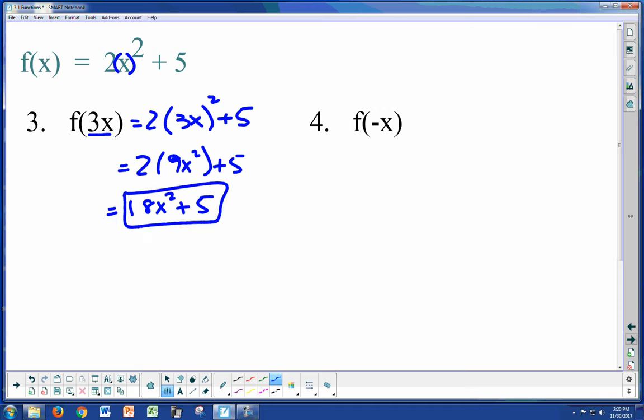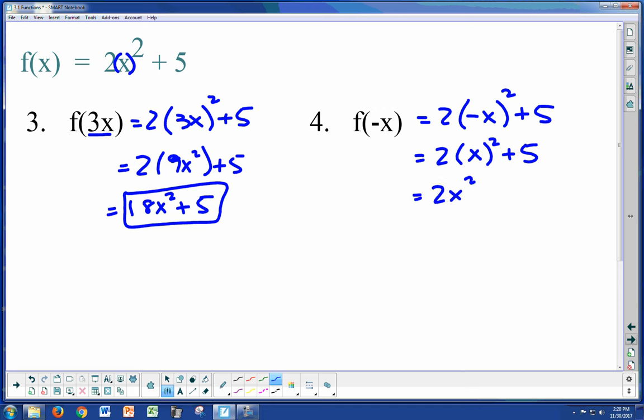Over here, f of negative x. So this is just to show what happens with these order of operations examples. That's going to be squared plus 5. And it's going to lend us some information about what happens later on when we're talking about even or odd functions. So notice what happens when we plug that negative x in there for x. The negative drops out. So we end up with 2x squared plus 5, or the same thing we started with, which is kind of interesting.